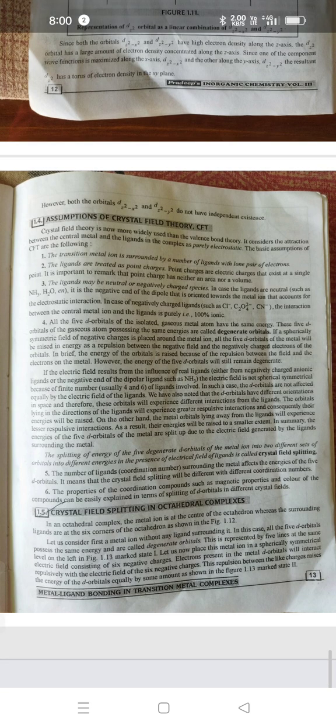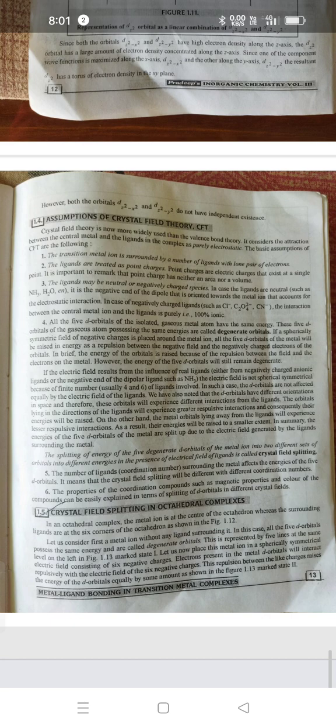The next postulate is that all the 5 d orbitals of the isolated gaseous metal atom have the same energy. These d orbitals of the gaseous atom possessing the same energies are called degenerate orbitals. Degenerate means the energies of all the orbitals are the same. If a spherically symmetrical field of negative charge is placed around the metal ion, all the d orbitals of the metal ion will be raised in energy because of repulsion between the negative field and the negatively charged electrons of the orbitals.